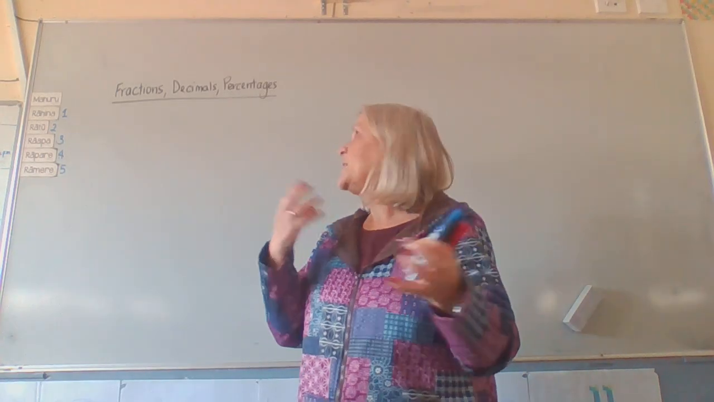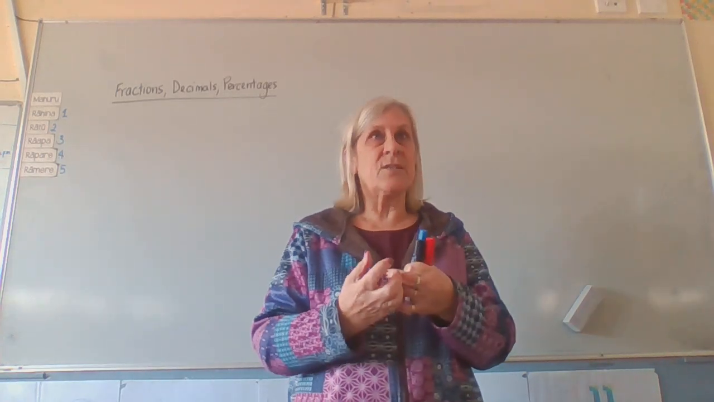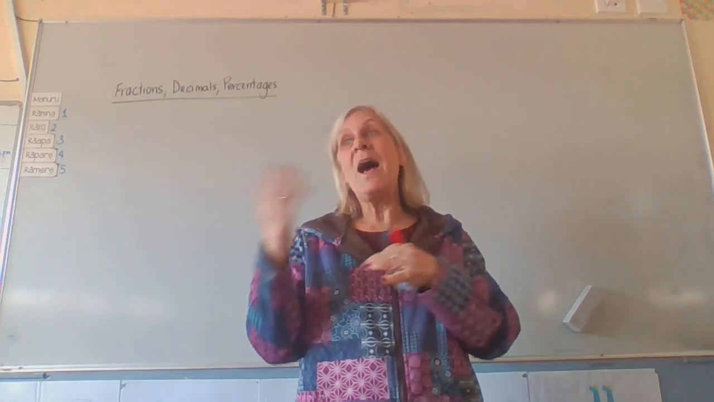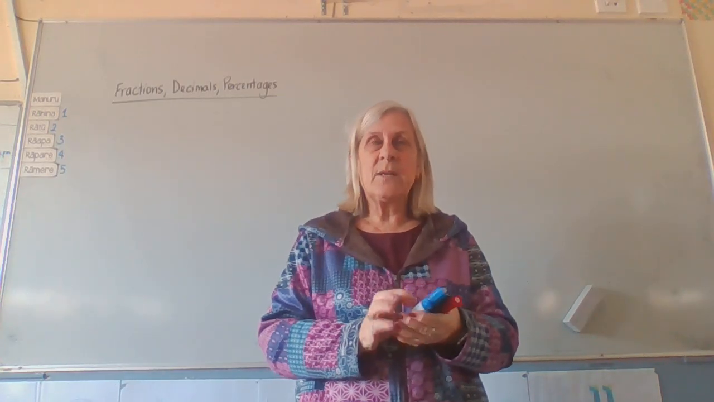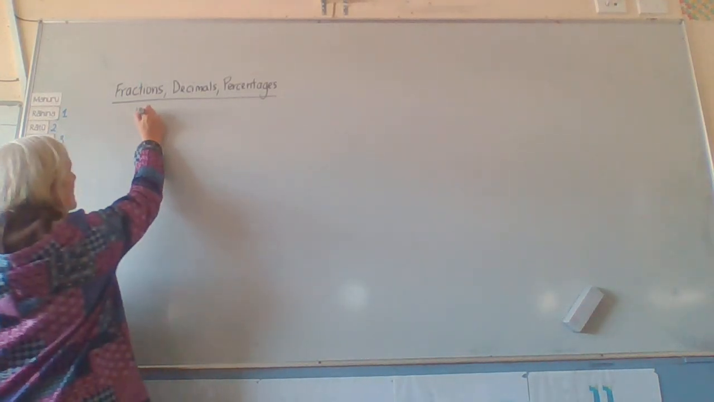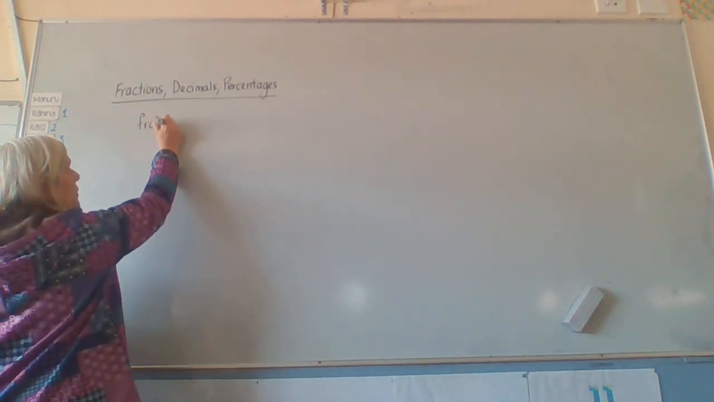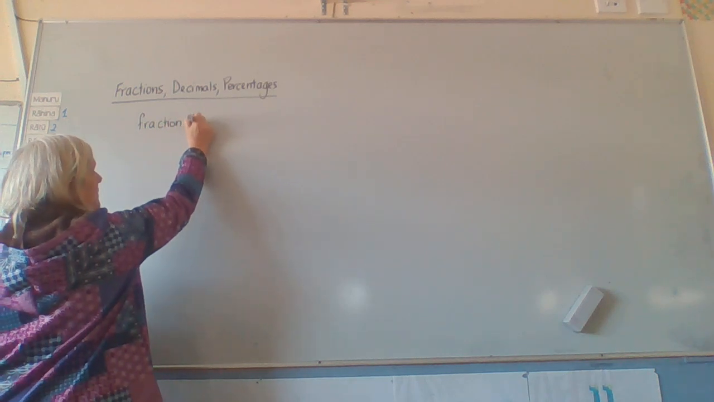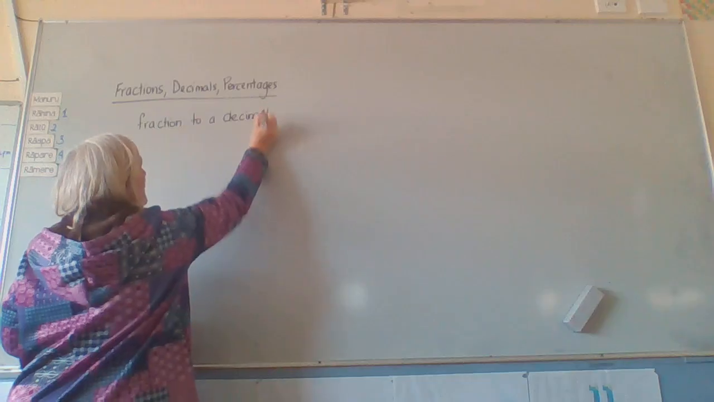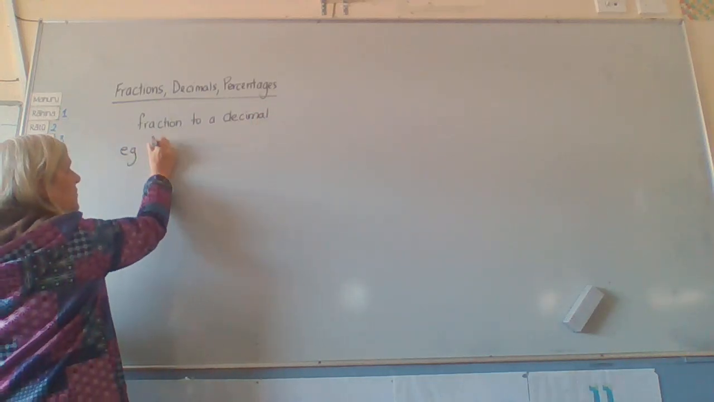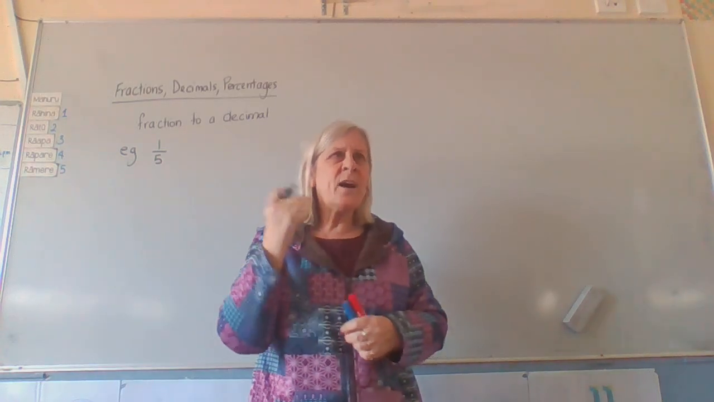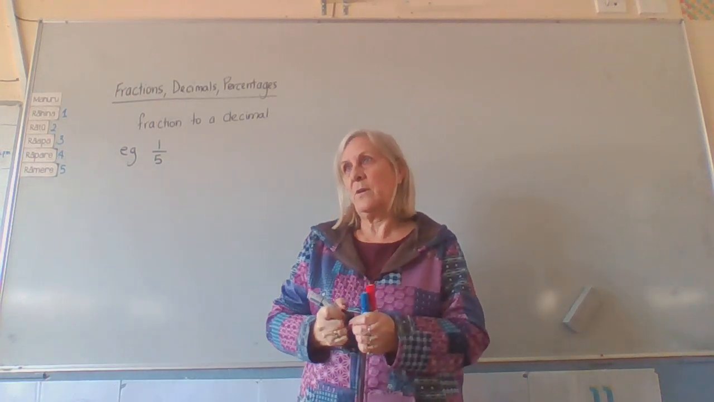But we do need to be able to swap between these things. So they all have the same value. We just need to be able to say, well, how do we get from one to the other? So if we are looking at changing a fraction to a decimal, we are recognising the fact that the fraction line is now a divided by, all right?